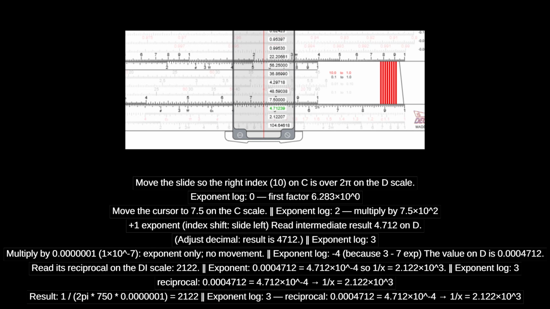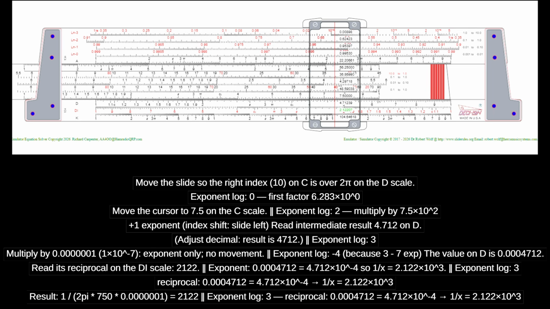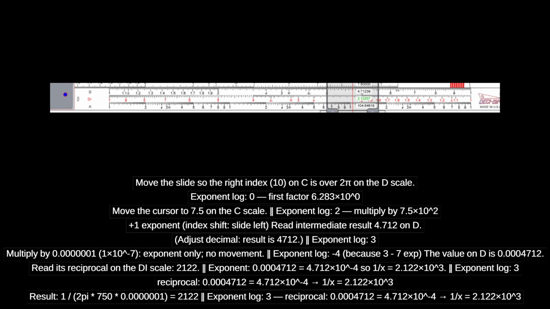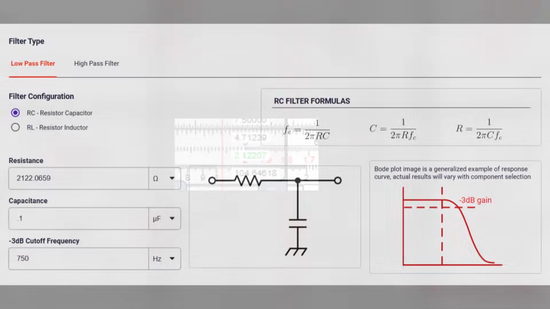Our new value on the D scale is 0.0004712. Now we need its reciprocal because we're dividing this result into 1. That reciprocal is read on the DI scale down below. We are doing a division operation, so the exponent log now becomes 3, and our result is 2,122. So the result of our calculation is a resistor value of 2,122 ohms.